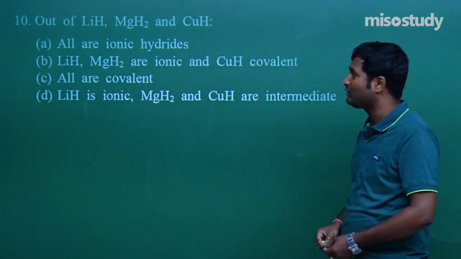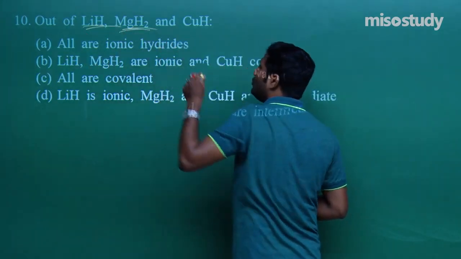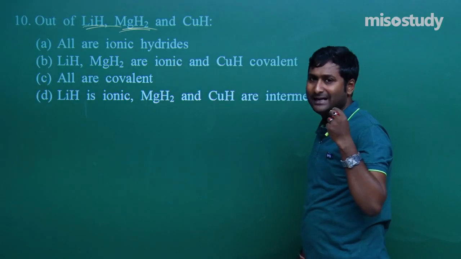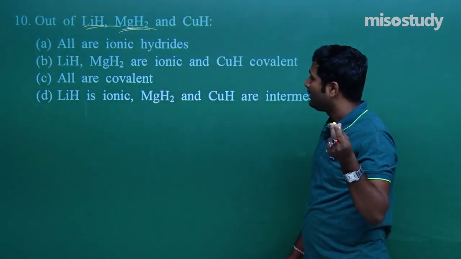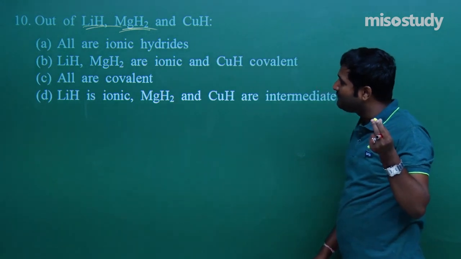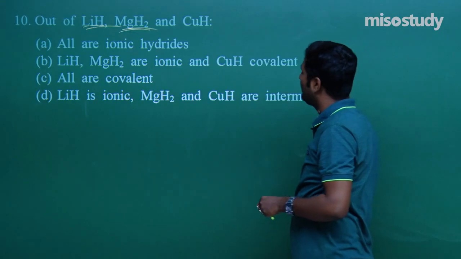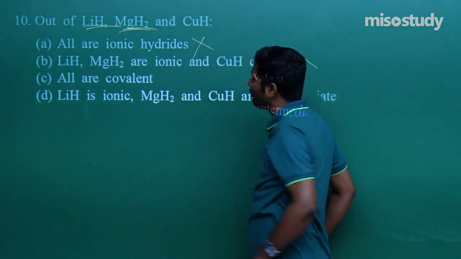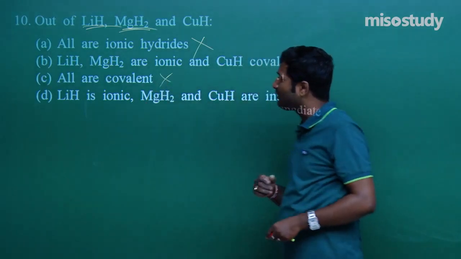All are ionic hydrides, not possible. LiH is an ionic hydride, but MgH2 is not a complete ionic hydride. It has slight covalent character, and CuH also. Now LiH, MgH2 are ionic, no. CuH is covalent, no. This one is wrong, and this one is also wrong. Now all are covalent, not possible, friend. This one is also a wrong answer.